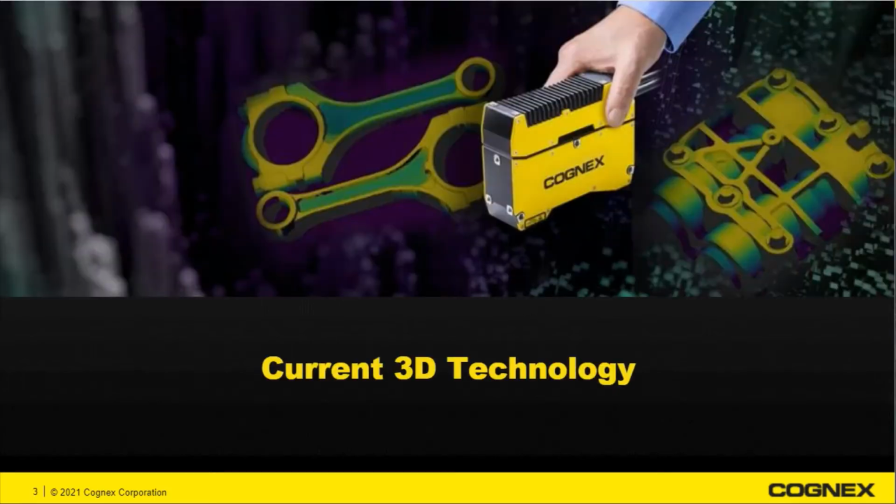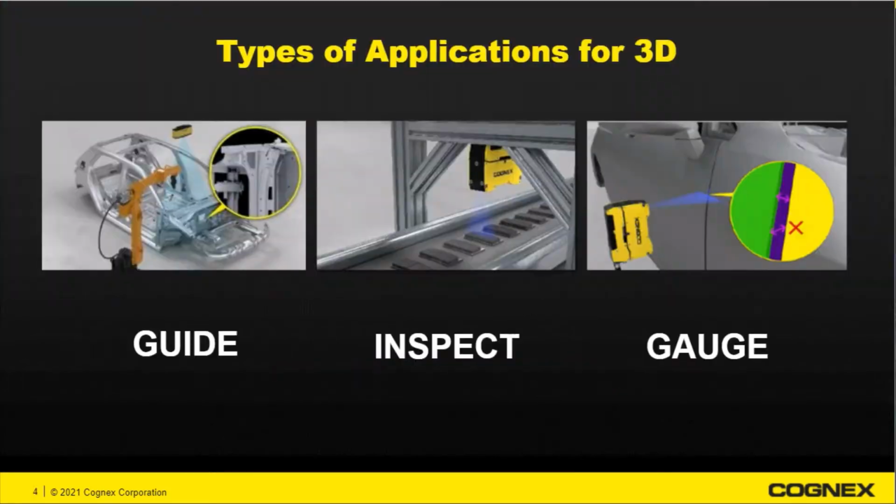So, the current 3D technology. 3D vision focuses on guiding, inspection and gauging applications. Guide robotic arms to be able to precisely pick and place parts on a manufacturing line, inspect production to ensure it meets specifications, or perform gauging applications to measure parts, as an example in assembly applications.